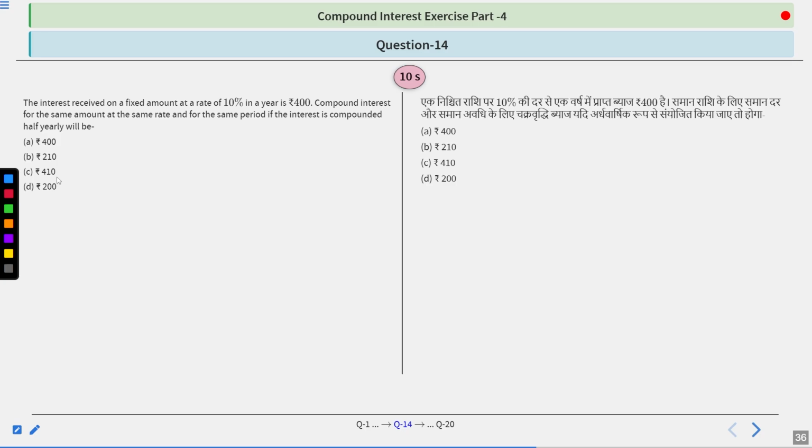Next, the interest received on a fixed amount at a rate of 10% in a year is rupees 400. Compound interest for the same amount at the same rate and for the same period, if the interest is compounded half yearly, will be. And options are option A rupees 400, option B is rupees 210, option C is rupees 410, and option D is rupees 200. And I'm giving you 10 seconds to find which option is correct. After that, I will do the solution.